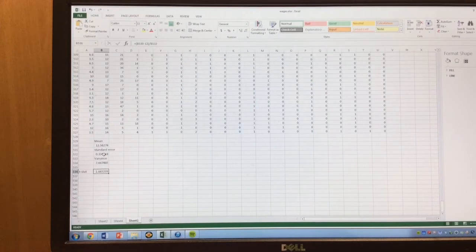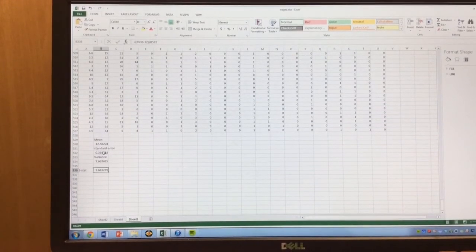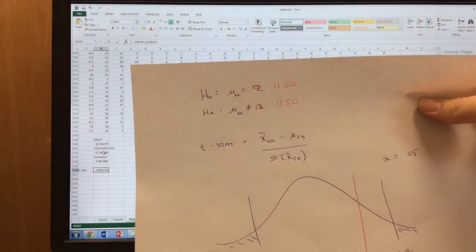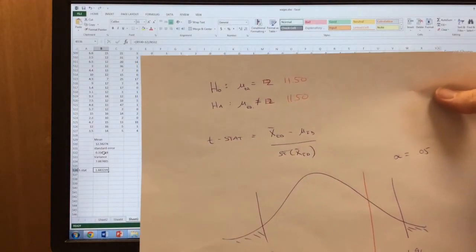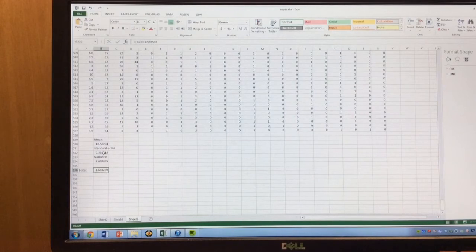Now let's suppose that rather than 12, I say that the average wage is $11.50 per hour. So now I've changed my null hypothesis: mu is 11.50. What I need to do now is my mean stays the same, my standard error stays the same. All that changes is my t-stat. So this now becomes 11.50. And now I get a t-stat of 3.1782.